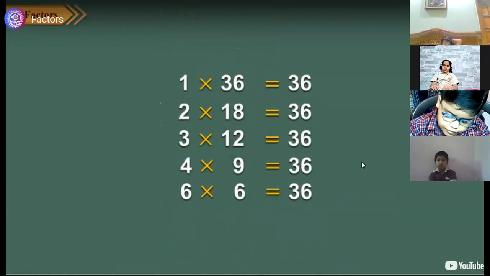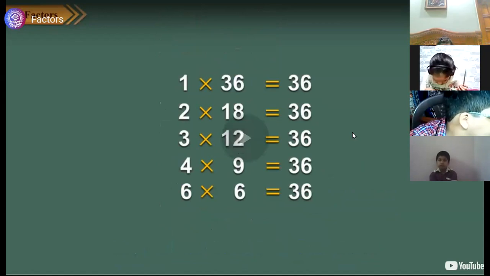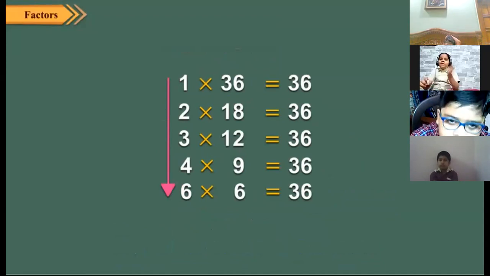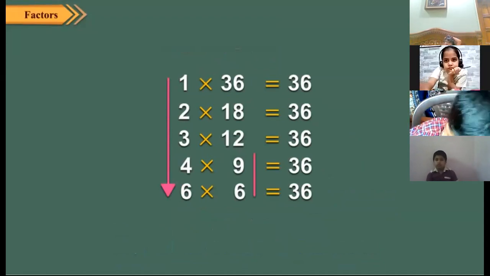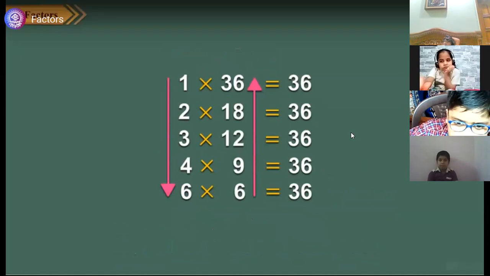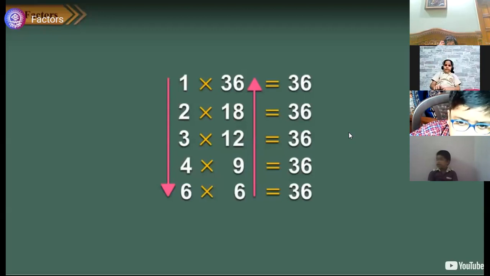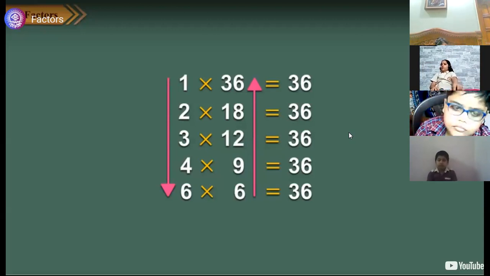Finally, we have taken all the factors of 36. Okay, beta. And how are we going to arrange them? Listen. From top to bottom, we are going to draw this arrow line, and then from bottom to top in the middle line, the middle column, you can say. And this is the way to write down the factors.